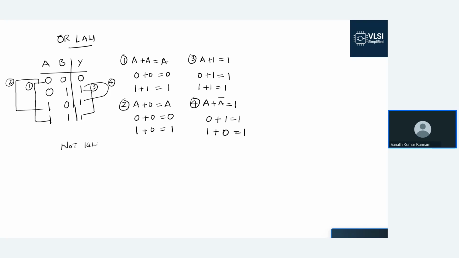NOT law means you know the truth table for NOT gate. I think so. So that means if it is 0, it is 1. If it is 1, it is 0. Okay. So that means A bar whole bar equal to what? A. This is about NOT law.